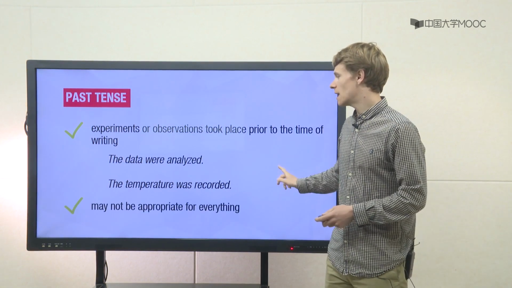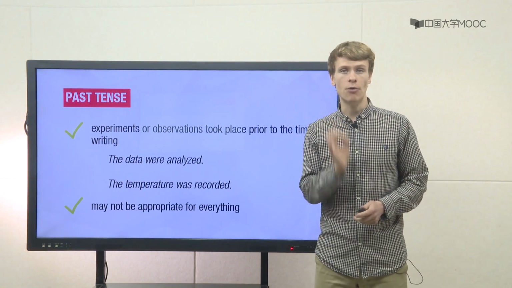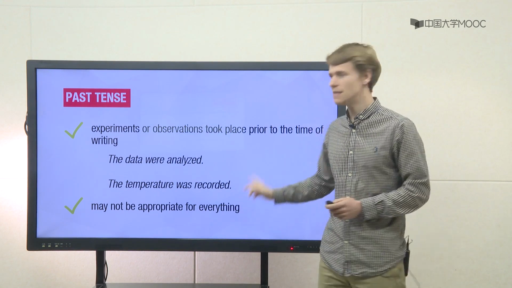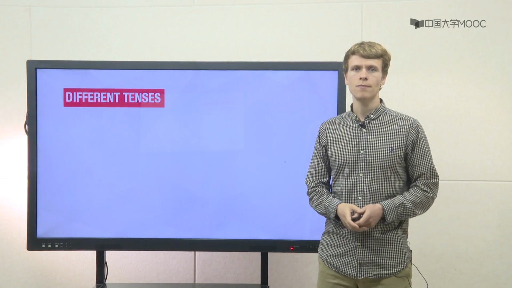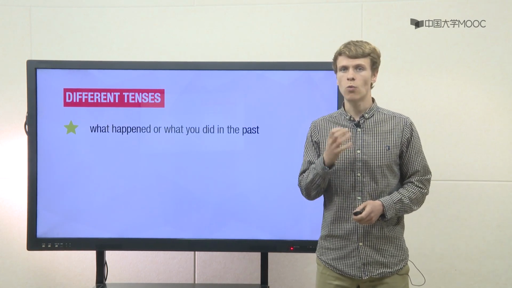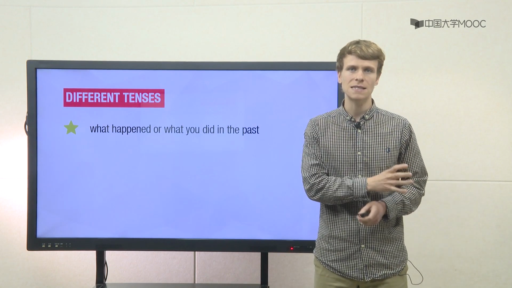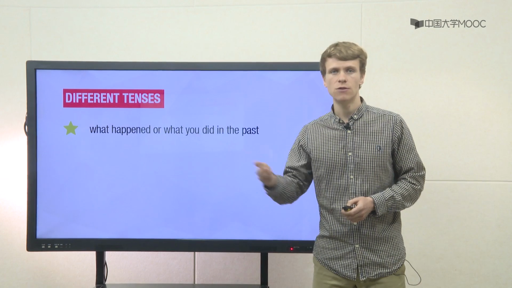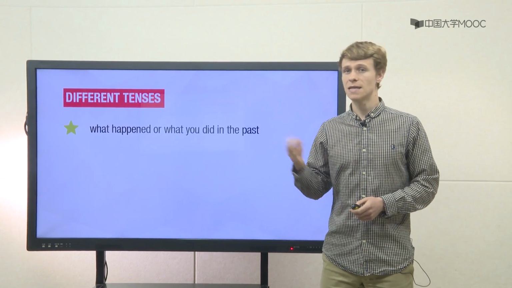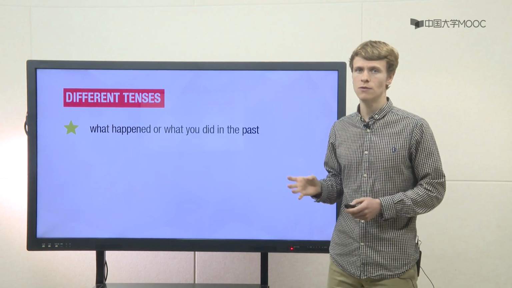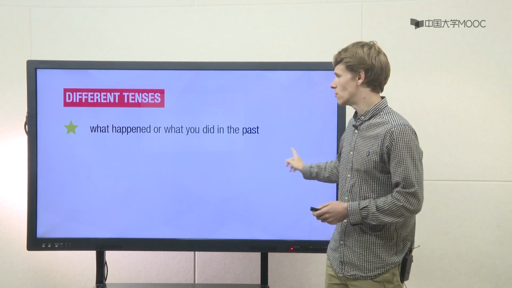However, the past tense may not be appropriate for everything that you write, and sometimes you'll need to combine different tenses. For example, the use of different tenses can help to clarify what happened or what you did in the past, what you conclude now, and what would be an issue in the future. The following sentences should help to show how different tenses can be used to achieve clarity in your written work.